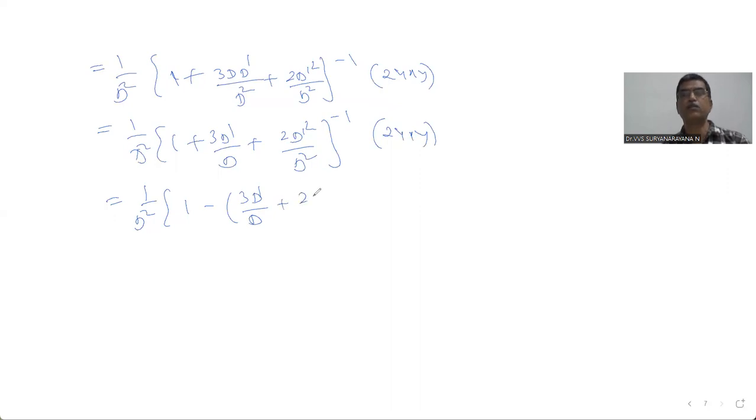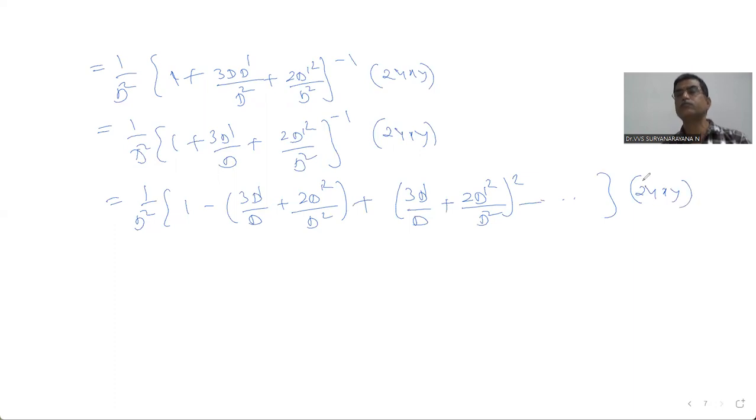1 minus this plus x square means 3d dash by d plus 2d dash square by d square whole square and so on. So we have used this formula: 1 plus x power minus 1 equal to 1 minus x plus x square minus x cube and so on. I use this formula. Okay. So 1 by d square of. Now, what is the maximum power of y? 1. So in the numerator, consider terms up to d dash only, d dash square is also not required.